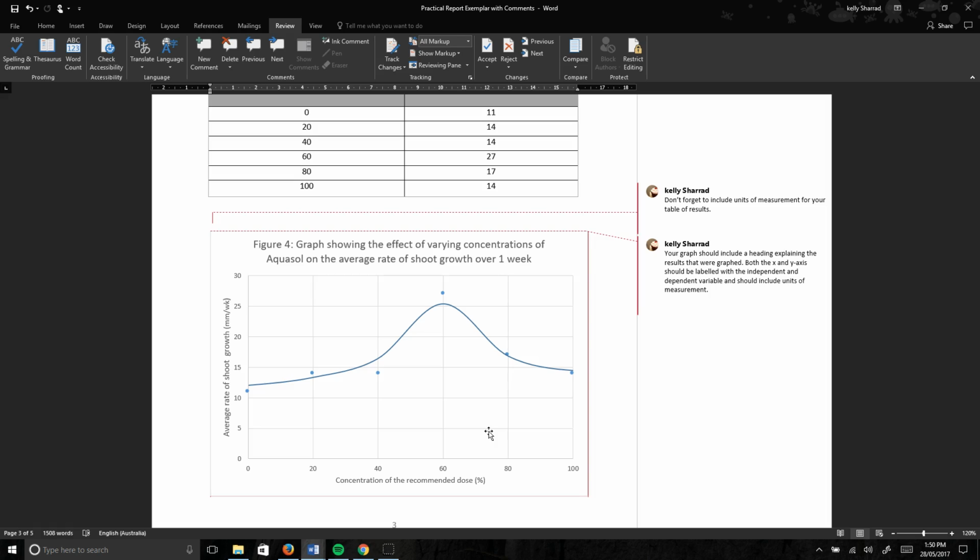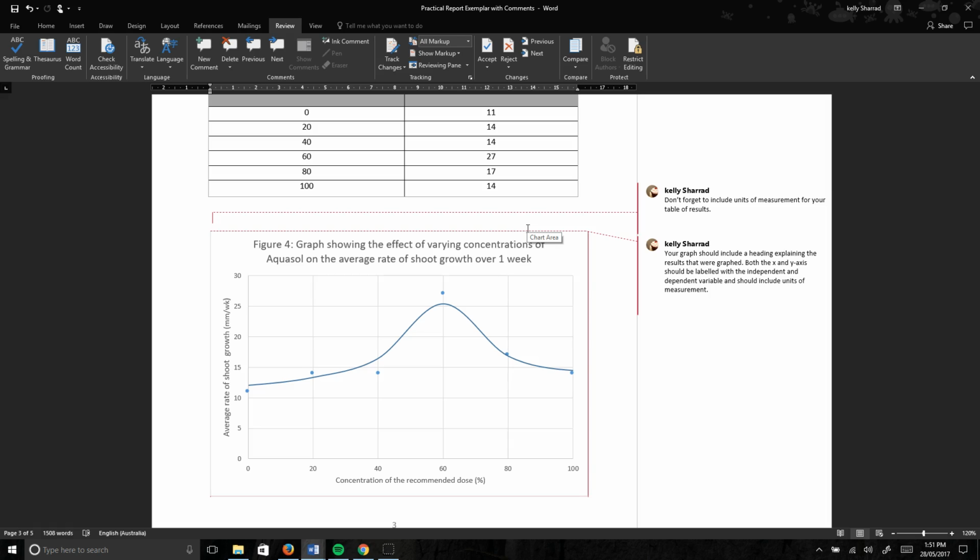So if you're having any issues with graphing your results, please let me know this week so that you can submit a drafted graph by Friday rather than me having to then tell you what to do because you didn't submit it because you didn't understand. When you graph your results, again, you should have a title on the top of the graph explaining what the graph is actually showing.